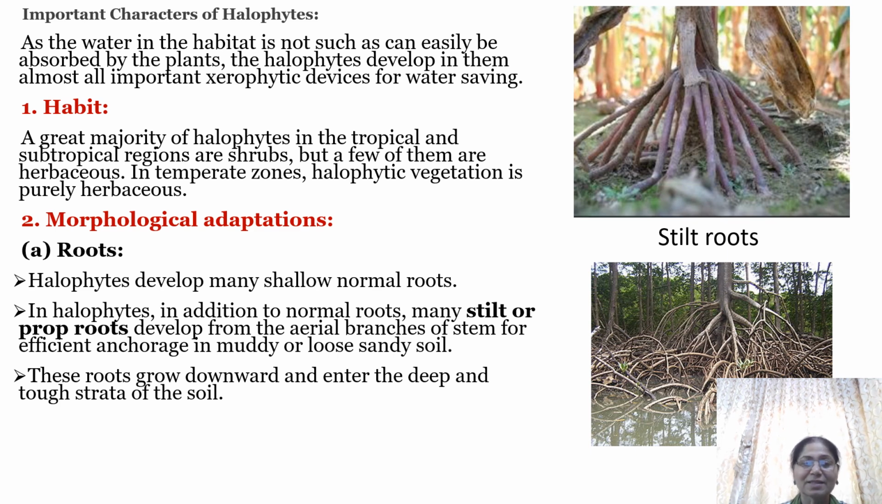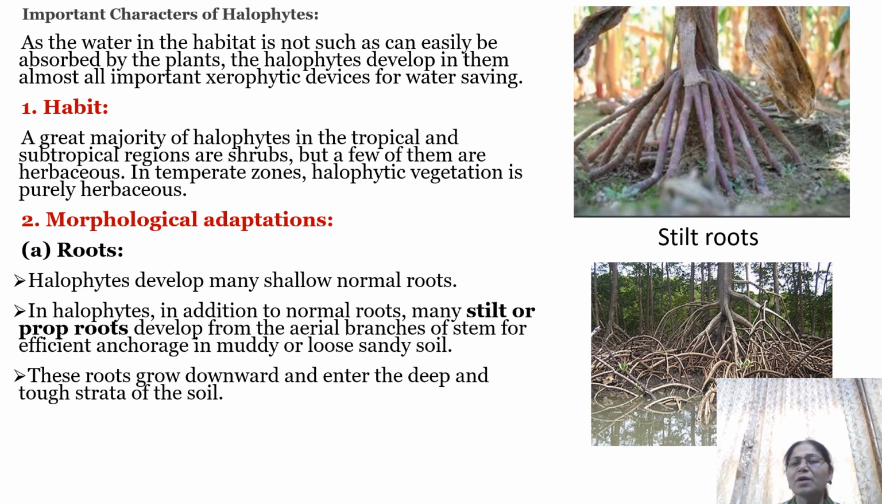The soil is muddy, sandy and loose. These plants have a shallow normal root system, but this root system cannot hold the plant to the substratum well. Now what kind of adaptation do these plants develop? They develop additional roots called stilt roots. From the picture you can see the bunch of slanting roots growing from the basal part of the stem, growing obliquely and ultimately penetrating the soil.